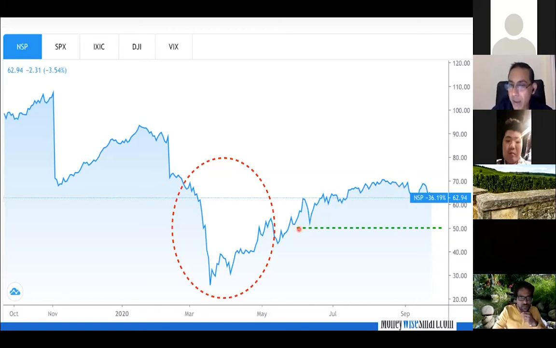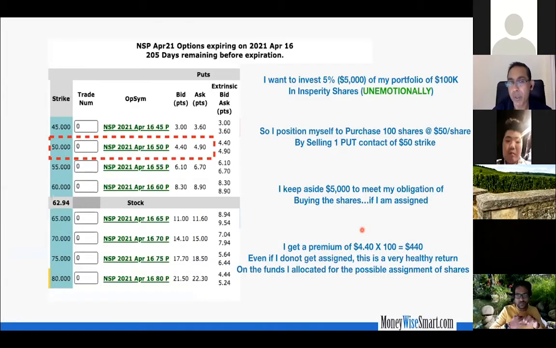So I have drawn this green line in the sand. I'm telling myself that even though earlier I purchased at $65 and $70, now I will only purchase if the share price comes down to $50. Now, it might so happen that it will never come down to $50. Fair enough, I will sell put options. And that is exactly what I have done.